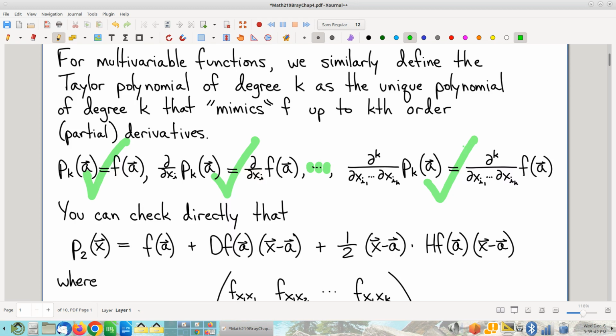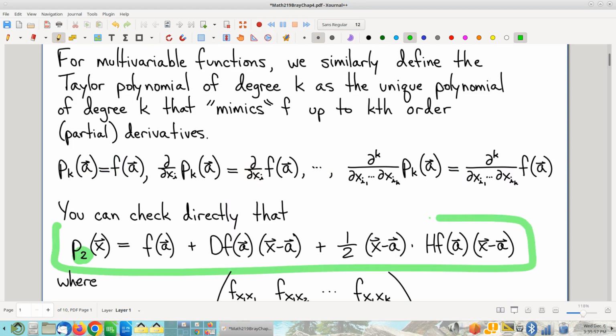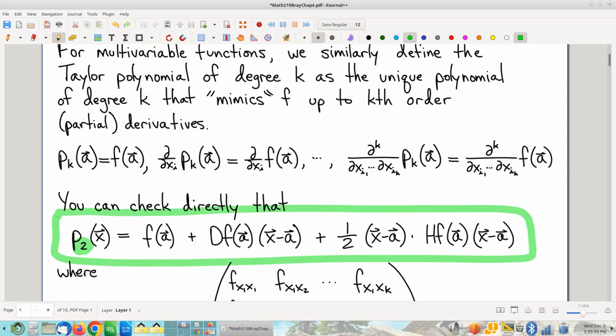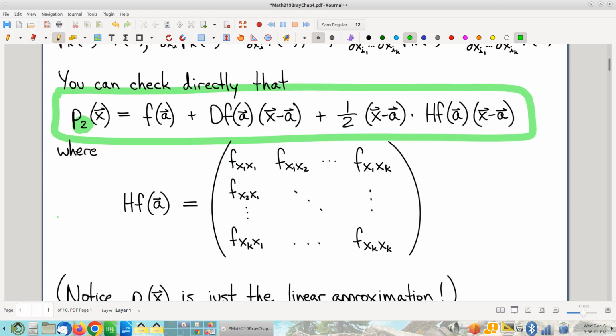We're not going to talk about the full formula. It is in the book. It's kind of notation heavy. We're not going to really use anything beyond k equals 2. So let me show you what the answer is for k equals 2. This right here is the Taylor polynomial of degree 2 in the multivariable context.